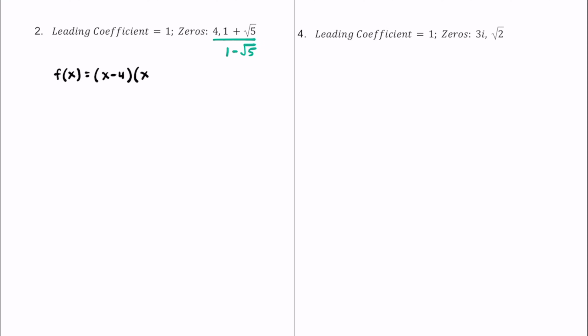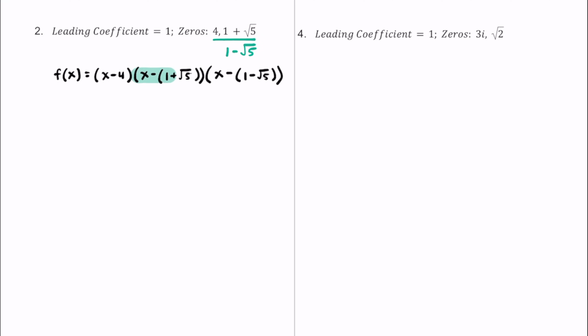So we're going to write x minus and then keep that in parentheses. So that's going to say 1 plus the square root of 5. Let's just keep that all together. And then we're going to have one more binomial here of x minus the quantity of 1 minus the square root of 5. So basically we have x subtracting one of our roots of 4, then we have x subtracting one of our other roots of 1 plus the square root of 5, then we have x subtracting our last root of 1 minus the square root of 5.